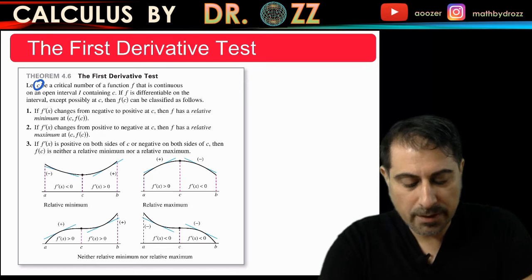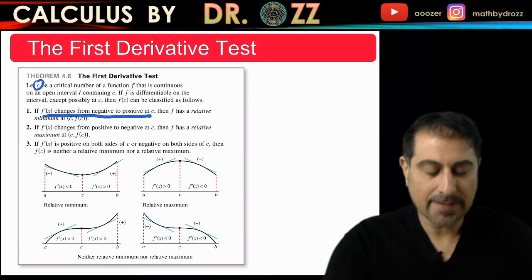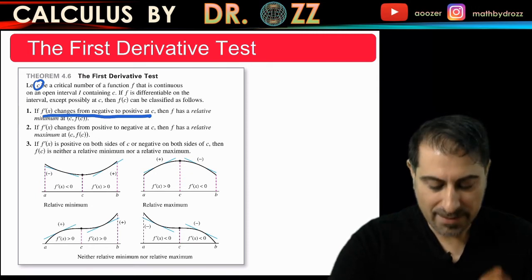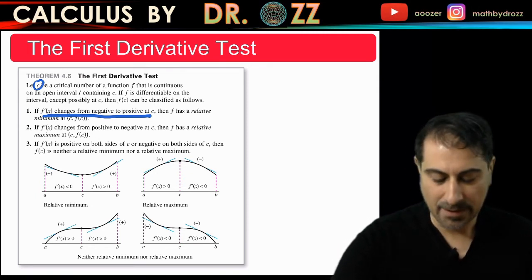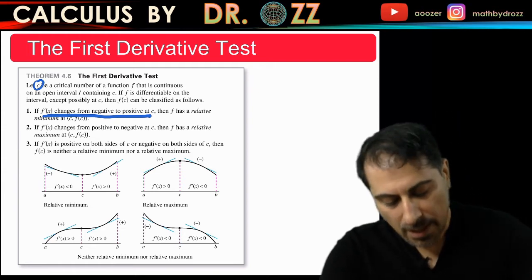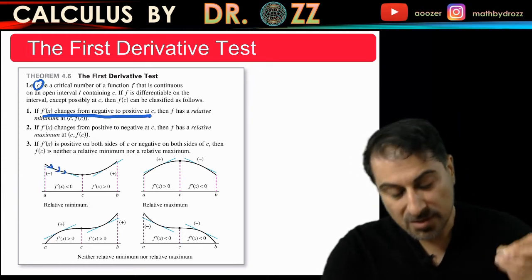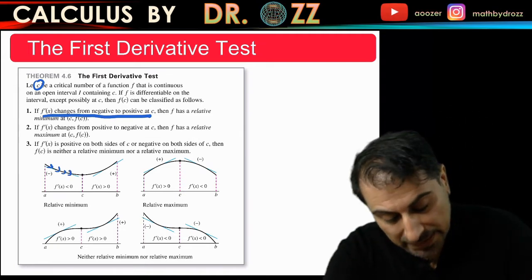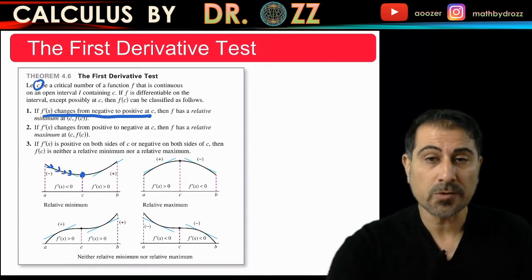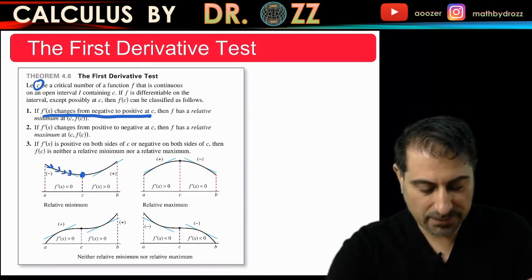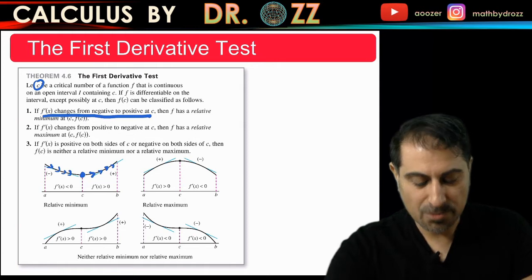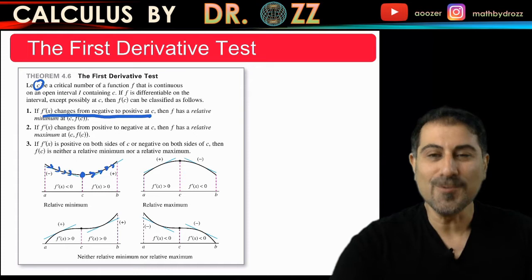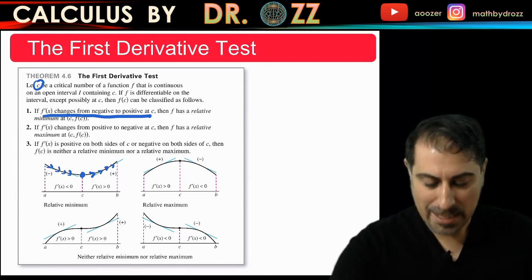So if f prime changes from negative to positive at c, okay, then f has a relative minimum at the point c and f of c. So for example, here f is decreasing, so f prime comes with the negative sign till you hit the critical point, and f prime turns its sign to positive because f starts increasing. So that means you make a valley. So at c and f of c, you do have a relative minimum.